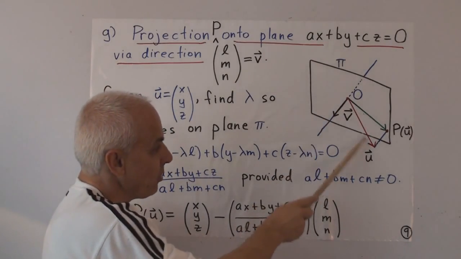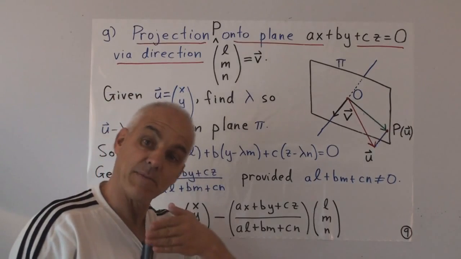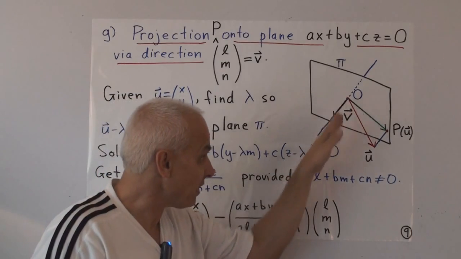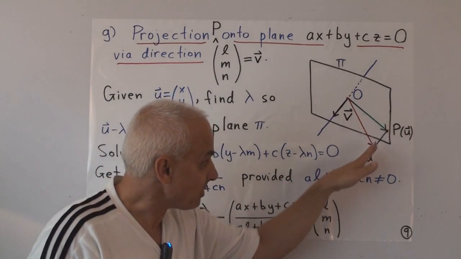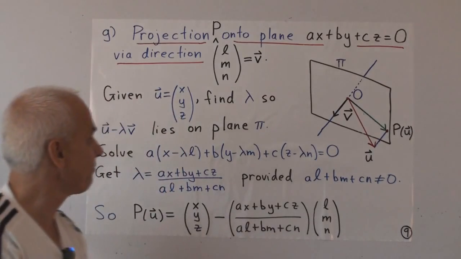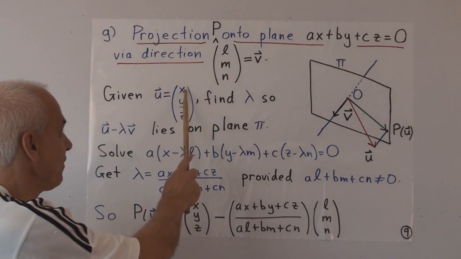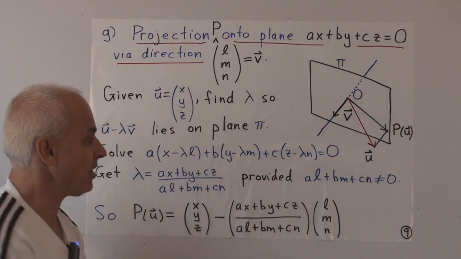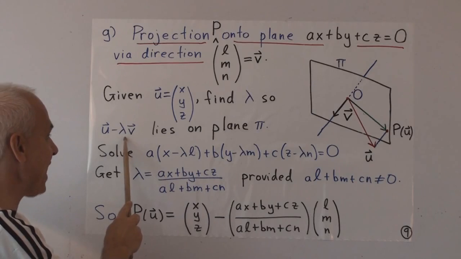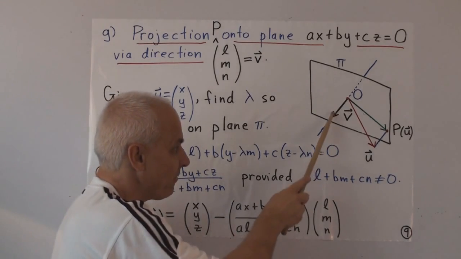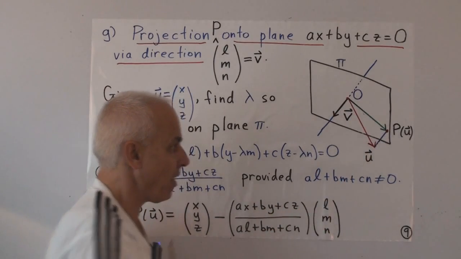Now, given a vector u, we want to calculate the projection of u onto the plane pi in the direction of v. So we're allowed to add or subtract multiples of v to get onto the plane. There's our arbitrary starting vector u, (x, y, z). And we're going to try to find a multiple lambda so that u minus lambda v lies on the plane. So we're going to subtract some multiple of v from u to end up on the plane.